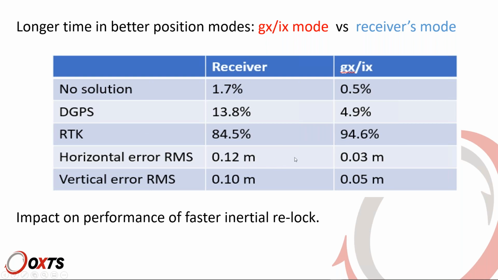And again, if you look at the position accuracy, the horizontal error is 4 times as much, and the vertical one is again twice as much in the receiver's mode because of the longer time that it takes the receiver to go back to RTK.